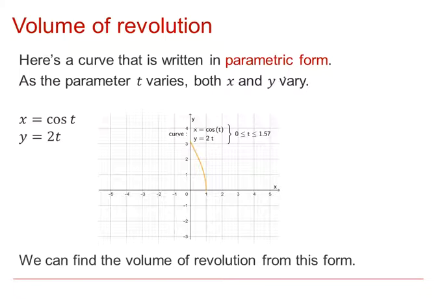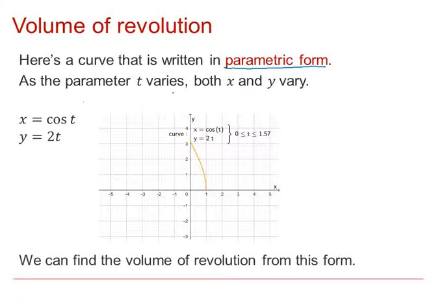Now we're going to look at finding this volume of revolution using a parametric form. The parametric form is in the A-level specification, which you may not have done yet. If you prefer to come back and watch this video at a later stage, then that would be fine.